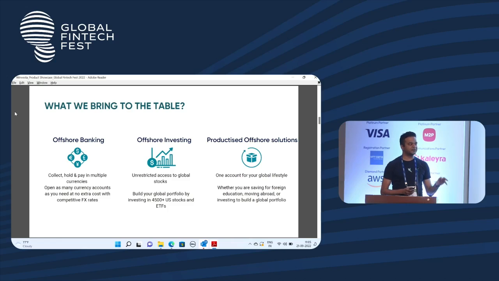We provide you the offshore banking stack together with an offshore investing stack, and unique productized offshore solutions as well, nuanced for each and every use case based on your needs with the rest of the world.